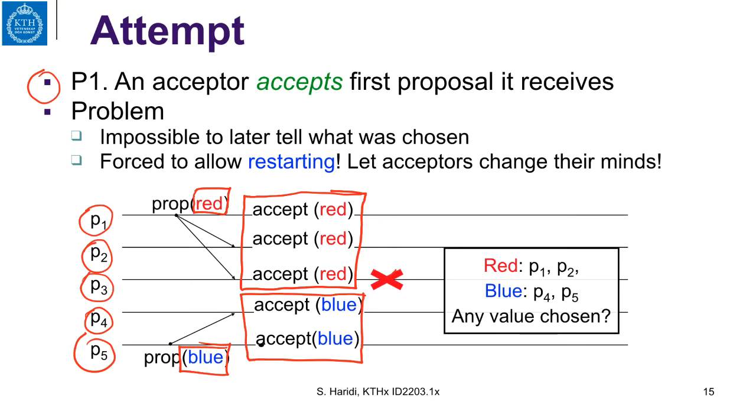But then we have a crash event here. So at this point, we don't know which value is chosen. A learner cannot decide which value is chosen. We have now two reds and two blues. So this solution by itself, accepting the first proposal, is not enough.